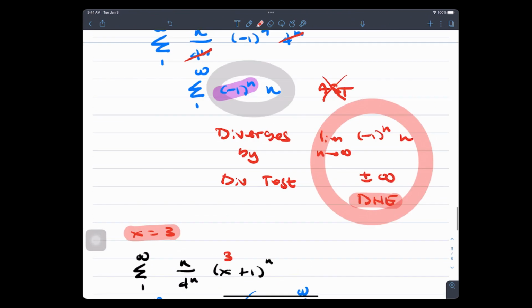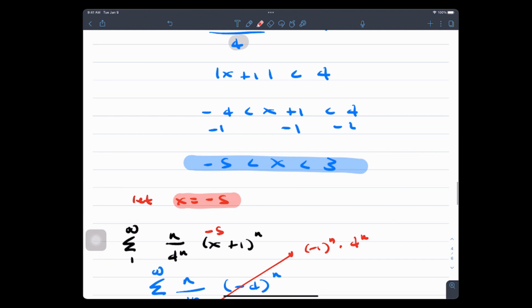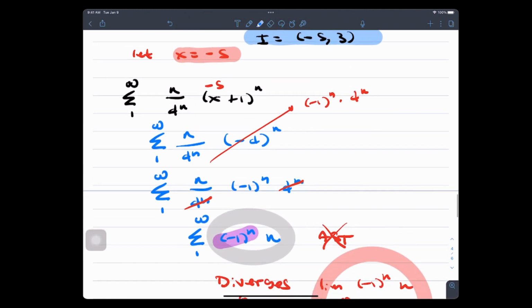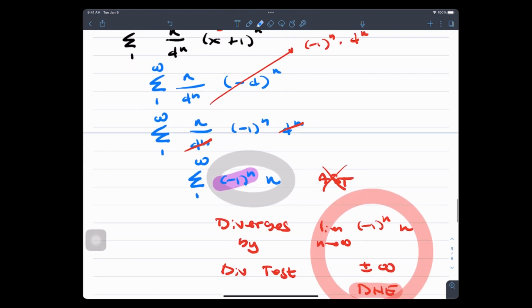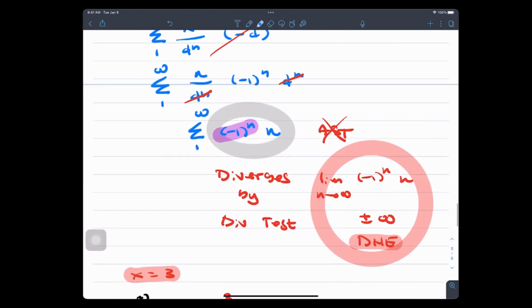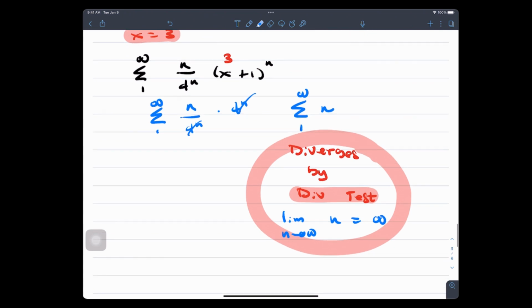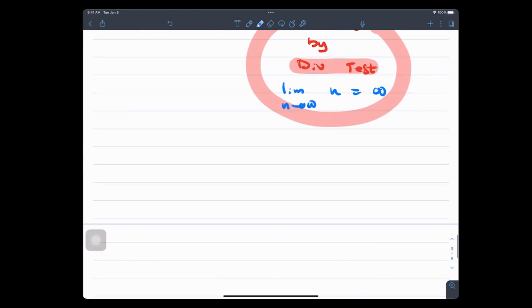So at the end of the day, it looks like this is the final answer for your interval of convergence here. So this is going to be just negative infinity to 3. They're open intervals. And then that's the deal. It's x is negative 5, x is 3. They're both divergent at the endpoints. So that's the kind of stuff that you guys will have.